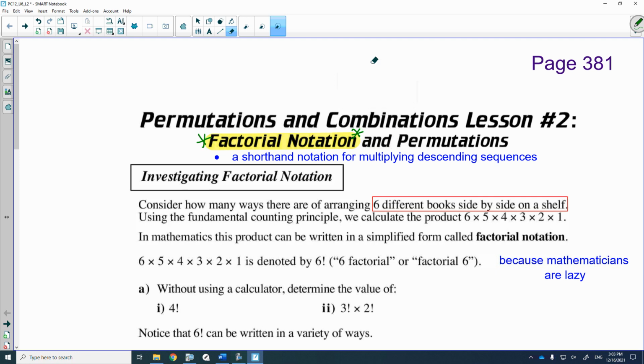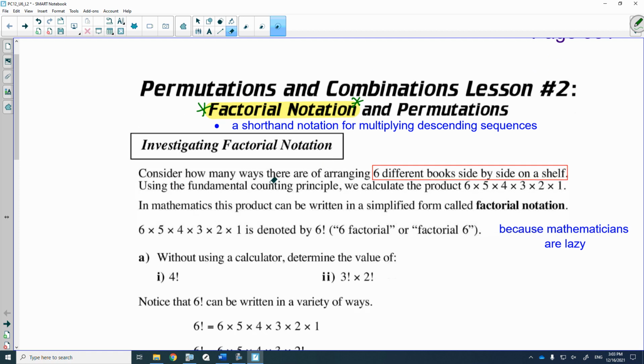Hi Math 30s. This video is going to be part 1 of lesson 2 in permutations and combinations, and it's on page 381 of your workbook. Where we start is looking at an example that we looked at in lesson number 1, and it says, consider how many ways are there of arranging 6 different books side by side on a shelf.